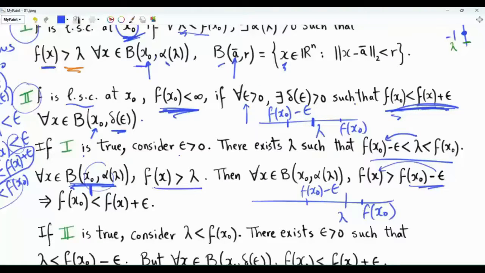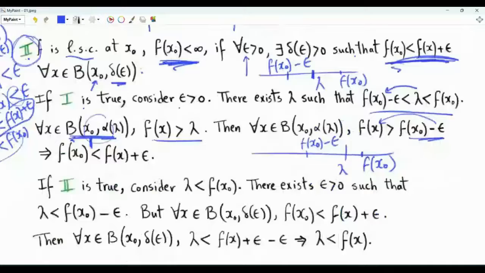And in this neighborhood, for every x in this ball, we have f of x0 strictly less than f of x plus epsilon. And we can do this for every positive epsilon. So if the first definition is true, then the second one is true. Now let's do the other direction. So suppose that this is true.